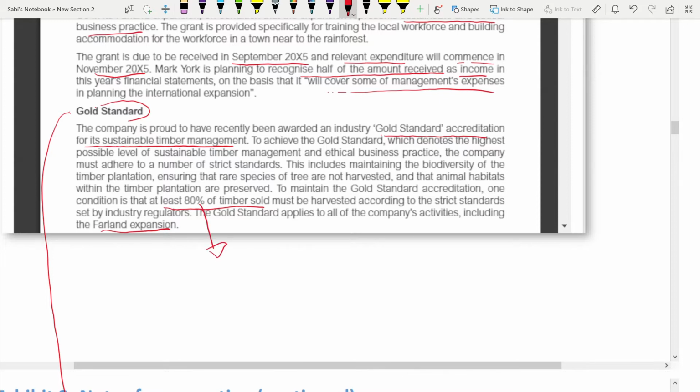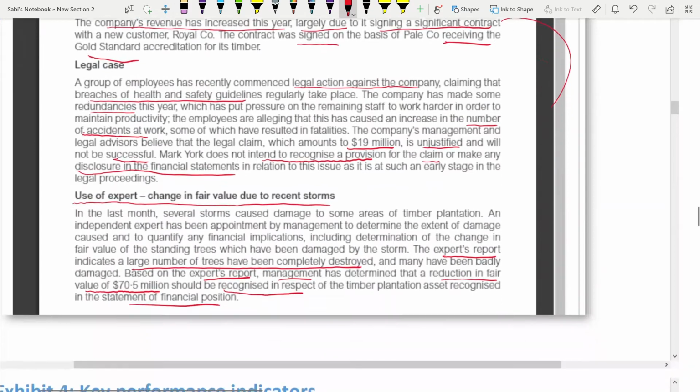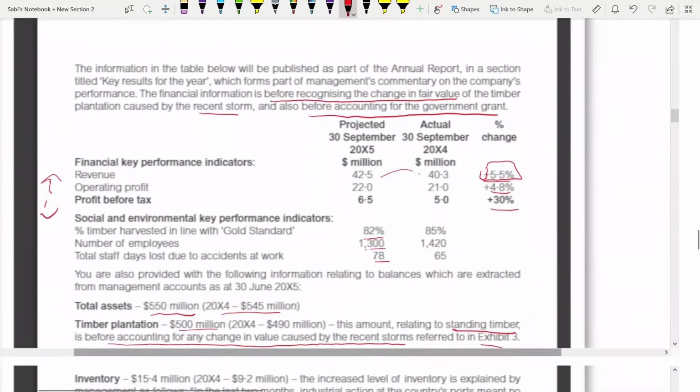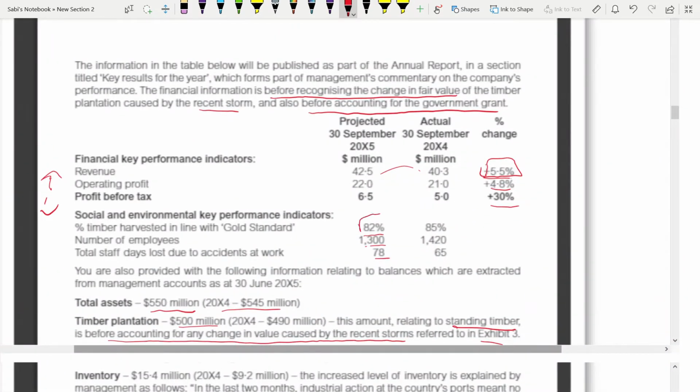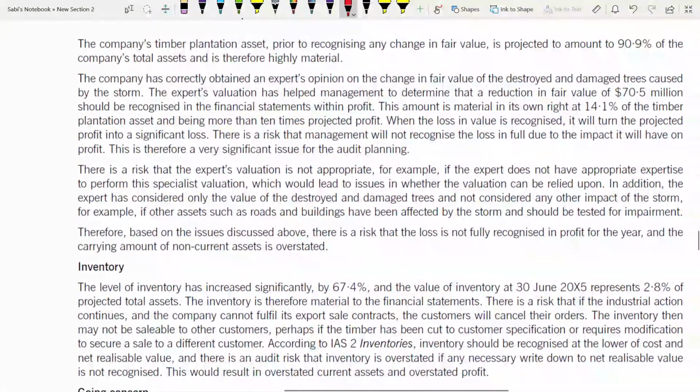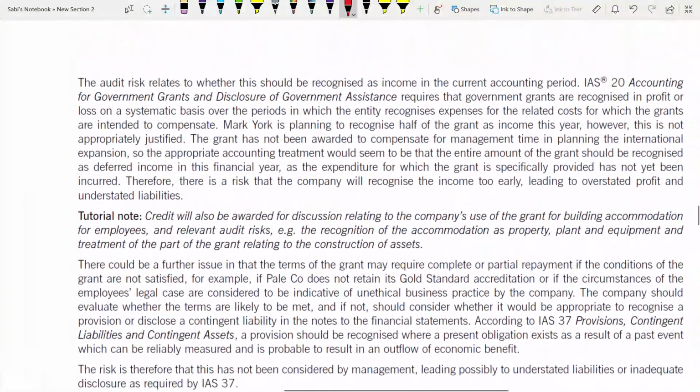Okay, the condition is that at least 80% of the timber sold must be harvested according to the strict standards. But if you go to your KPIs, the next exhibit 4, it is just 82% in 2005. It is just above 80%, but it reduced from 85 to 82. You see? So link like this when you're writing sentences.